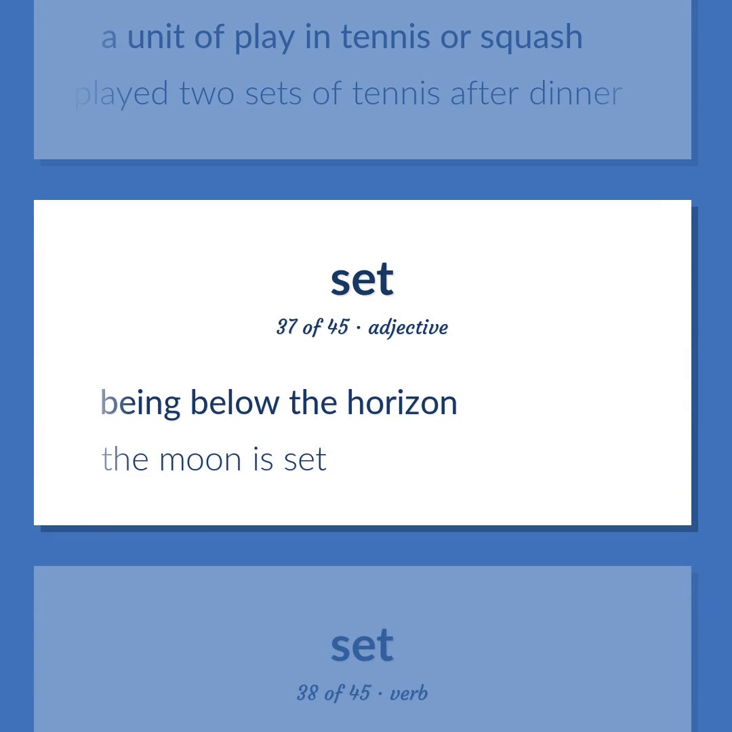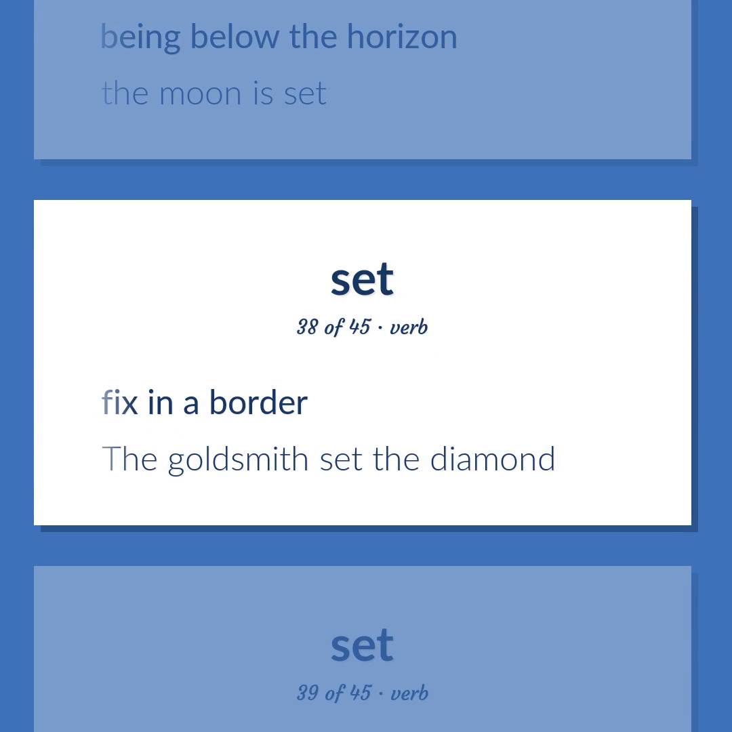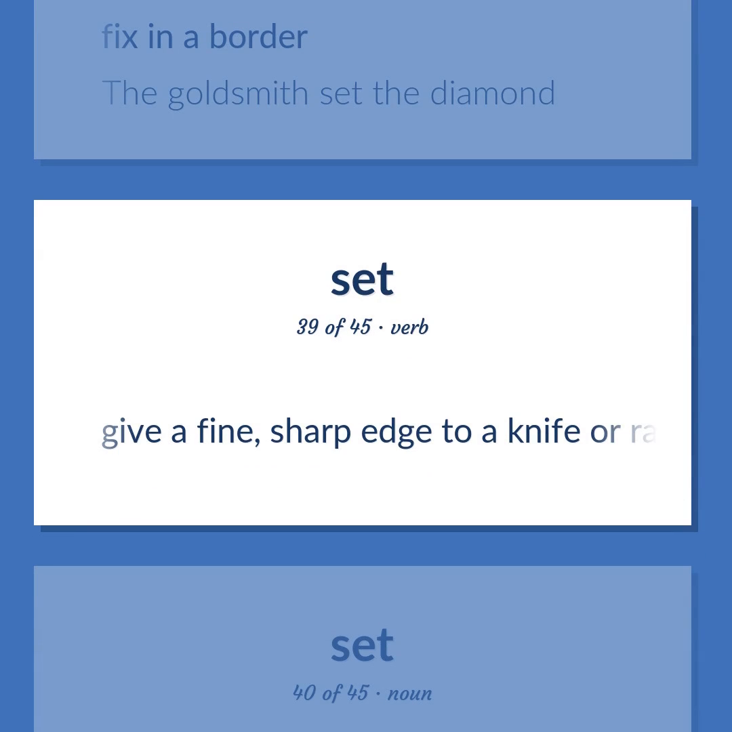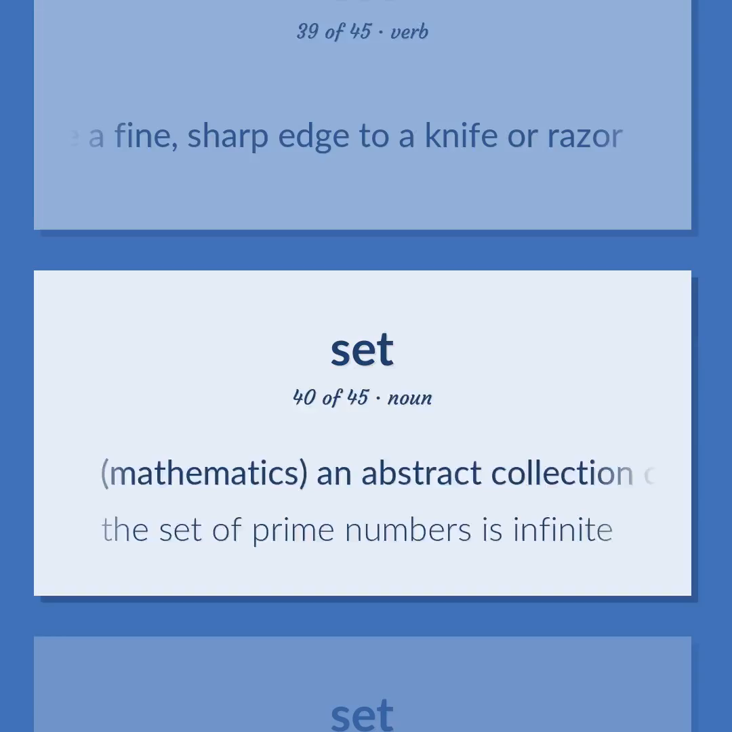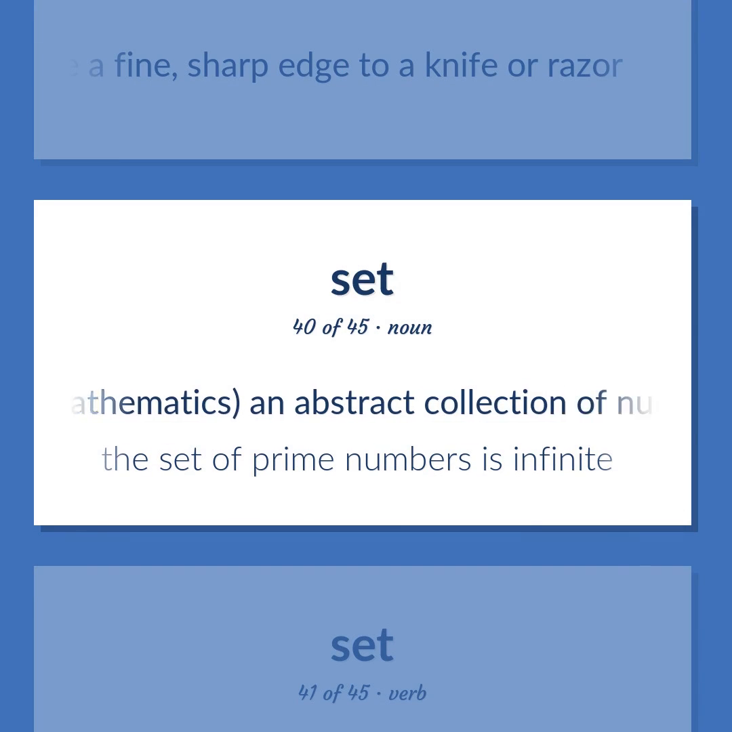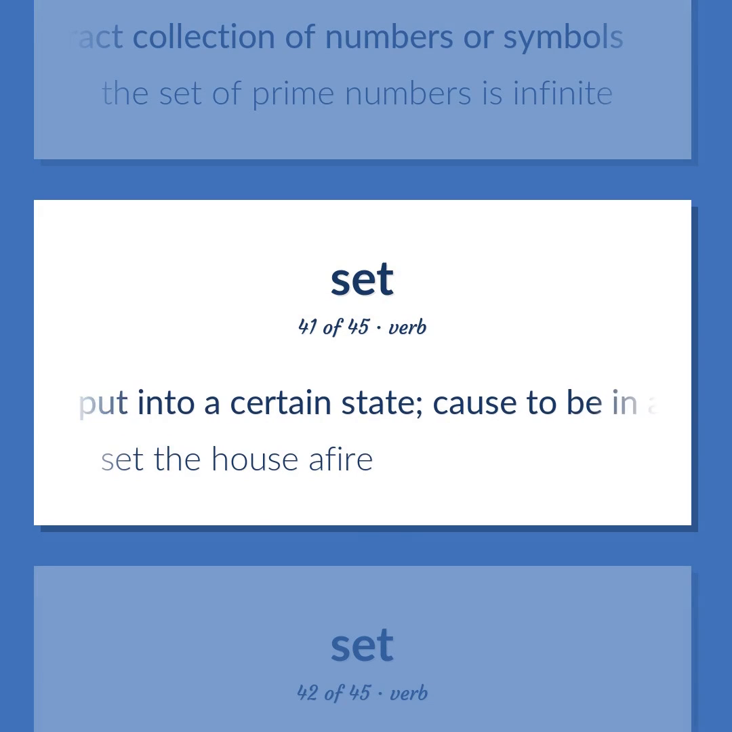Being below the horizon. The moon is set. Fix in a border. The goldsmith set the diamond. Give a fine, sharp edge to a knife or razor. Mathematics, an abstract collection of numbers or symbols. The set of prime numbers is infinite. Put into a certain state. Cause to be in a certain state. Set the house afire.